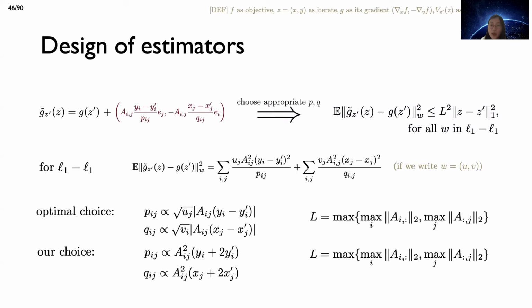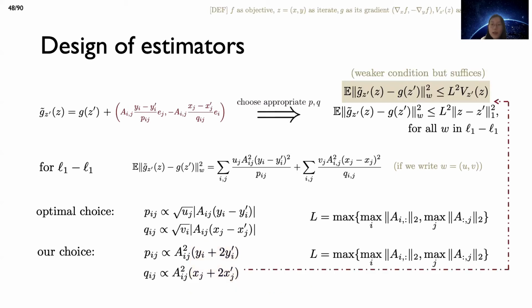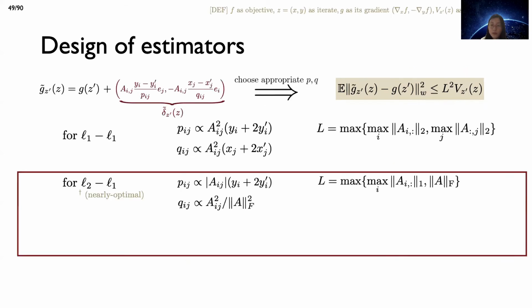P_ij is proportional to A_ij squared times (y_i plus 2y_i prime), and similarly for the Q side. The nice thing about this distribution is that it gives the L that matches exactly the optimal one up to a constant. Favorably, such a distribution is also easier to sample from, not only because it no longer depends on U and V, but also because it changes the entry difference to a sum. The downside about this choice is that it gives a weaker condition in terms of Bregman divergence instead of standard L1 norm. However, we show in our proof that such a weaker bound suffices for the algorithm to still work.